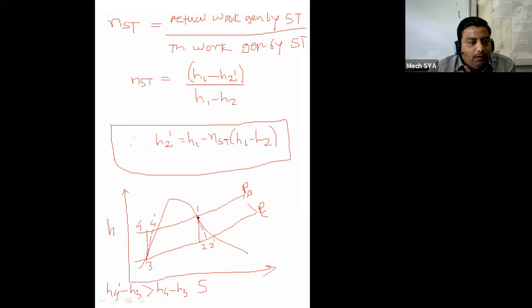work required for pump. आणि इकडे पण हा पॉइंट खाली असणार आहे, this 2 dash point will be lower than the 2. Therefore H1 minus H2 dash हा स्पॅन कमी असल्यामुळे, the theoretical work developed by turbine is going to be H1 minus H2 dash, which is lesser than H1 minus H2. Means theoretical work developed by turbine is more and actual work developed by turbine is less.